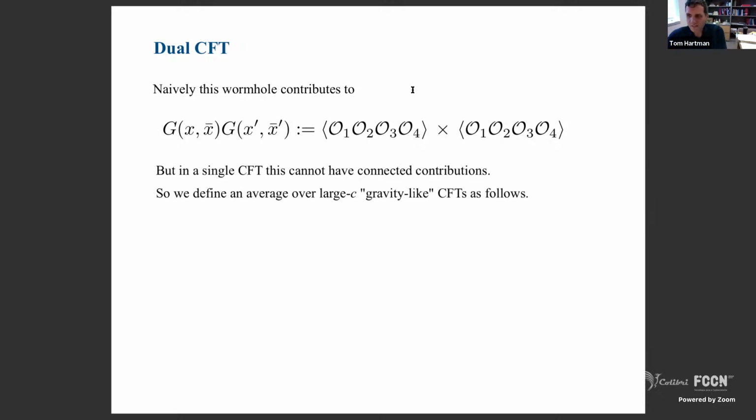This is naively what it's supposed to calculate, but in a single CFT, this cannot have connected contributions. It makes no sense. This is a factorization puzzle again. So we define an average over large central charge CFTs as follows. And the reason we're talking about large central charge CFTs is that what we're trying to do is define an average over holographic CFTs, or over CFTs that are at least roughly within the plausible class of theories that could be holographic, and therefore they have to be CFTs with a large central charge. And we're going to define this average as follows.